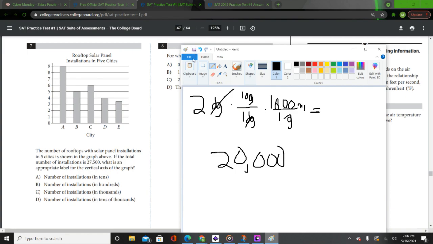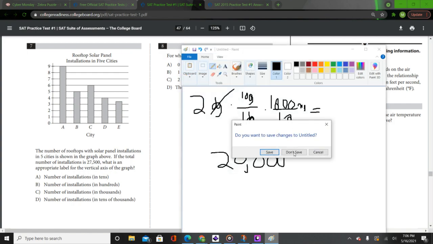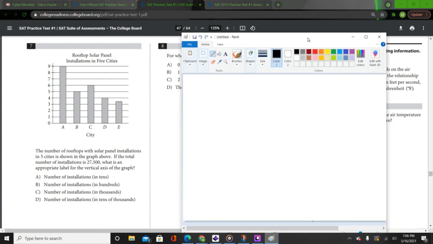All right, so here, I'm going to clear this part of the screen, and let's do our big print. So the total is 27,500. Here, I'm going to use my calculator. It looks like 9 plus 5 plus 6 plus 4 plus 3.5. So 9 plus 5 plus 6 plus 4 plus 3.5, and that equals 27.